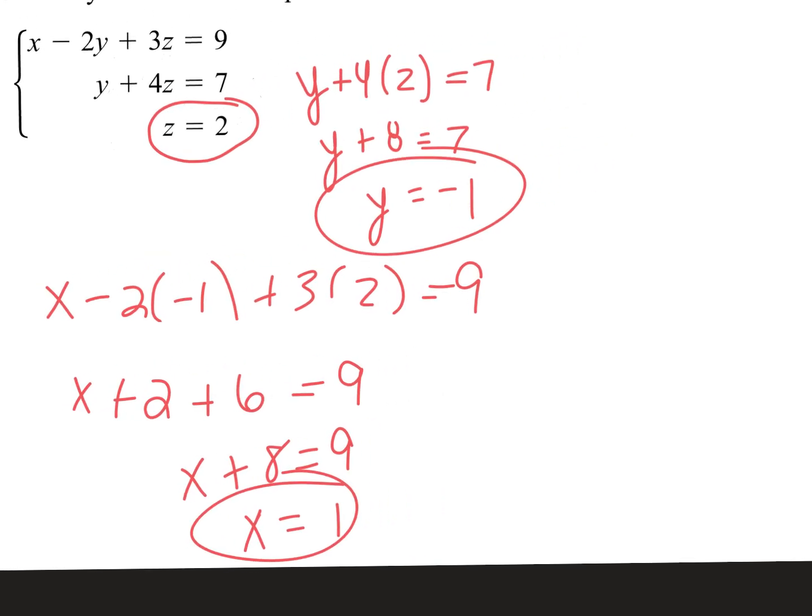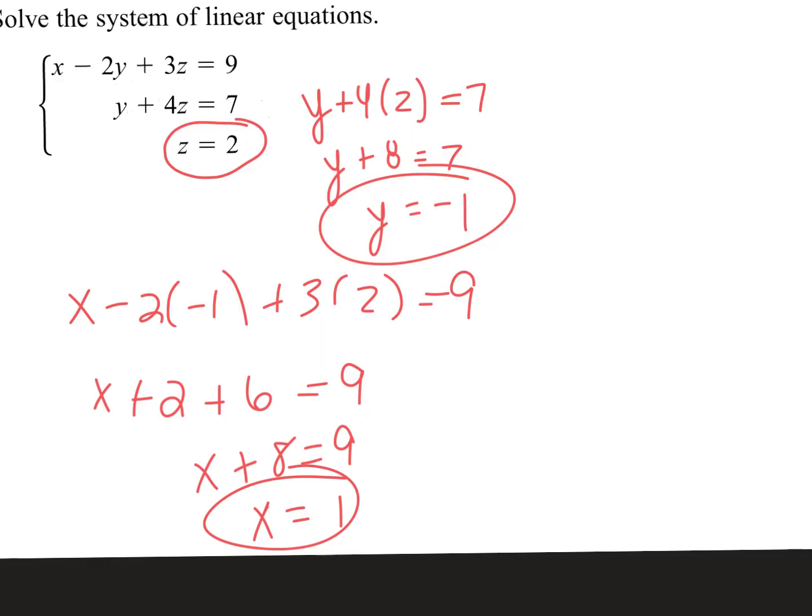And how do you think I want your answer written? 1, comma, -1, comma, 2. That's your ordered triple. X goes first, y goes second, z goes third. Can we check these answers? Yeah, how could you check? Plug it back into the first one and make sure that you plug in x, y, and z and you get the right answer. That makes sense? You guys okay?